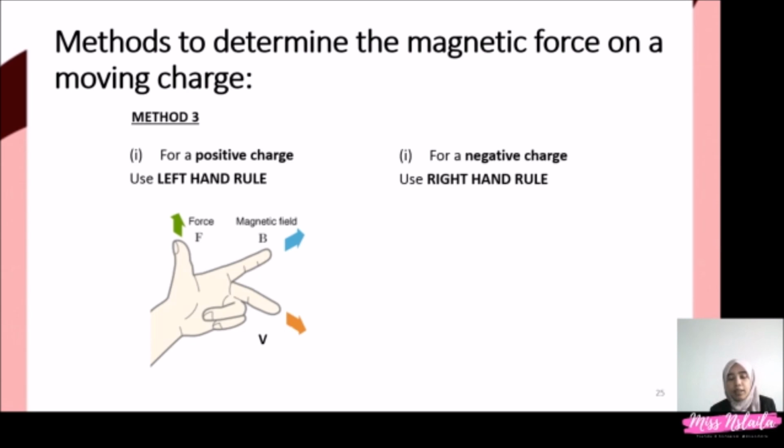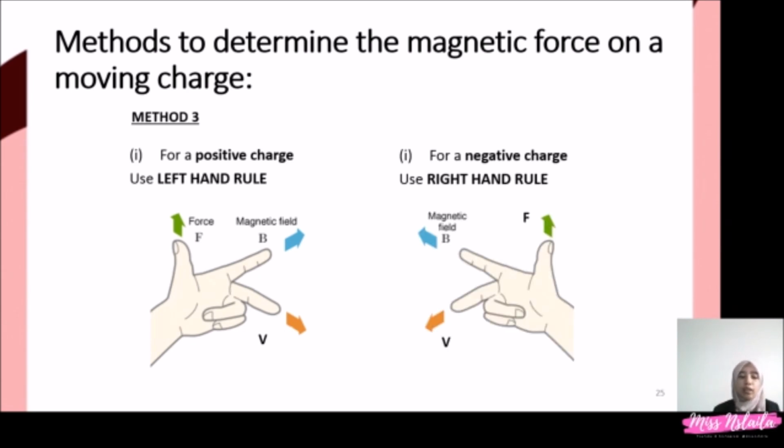For method 3, it is the reverse of method 1. If we have a proton or positive charge, then we need to use the left hand. The difference is the order of the symbols F, B, V. In method 1, it is F, V, B. In method 3, it is F, B, V. So it depends on the method that you want to use. If you choose method 1, remember that it is F, V, B. But if you want to use method 3, it is F, B, V.